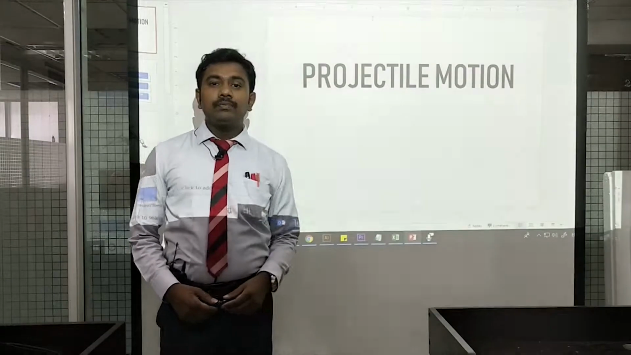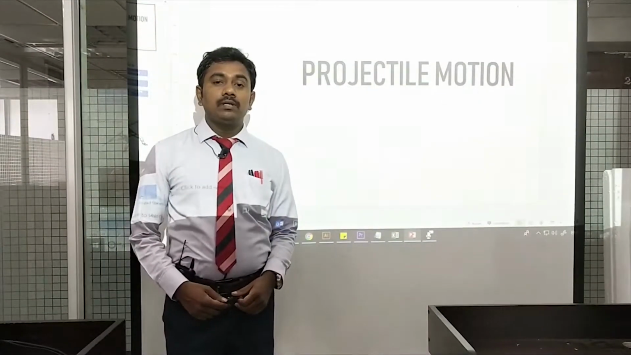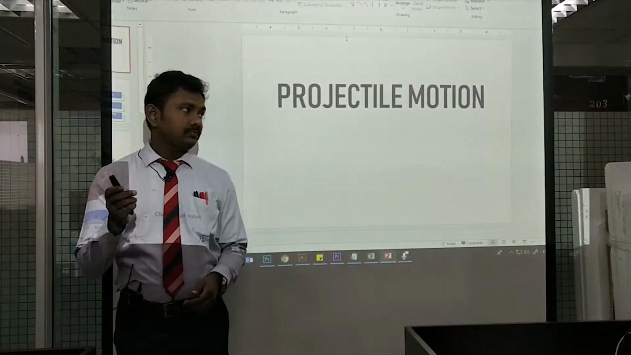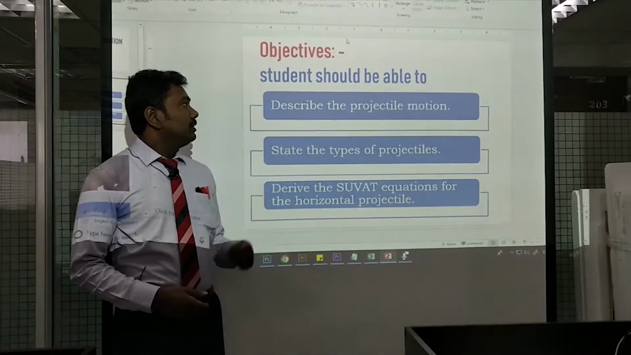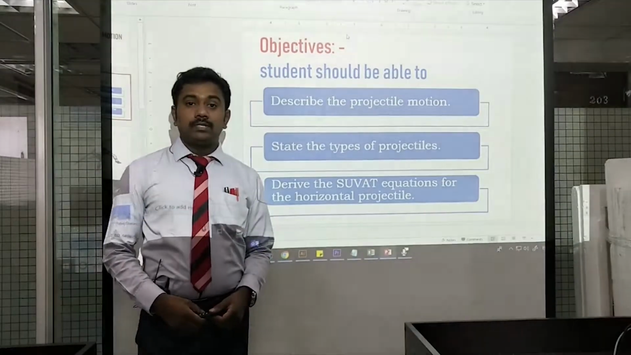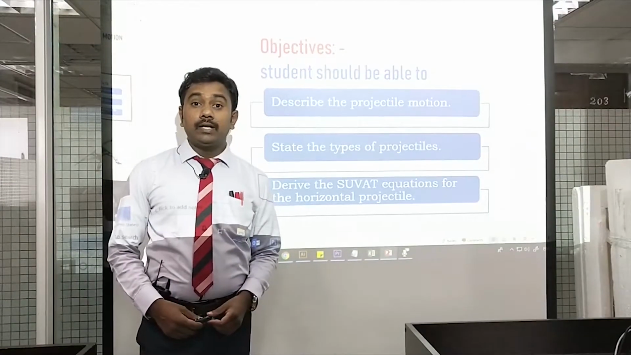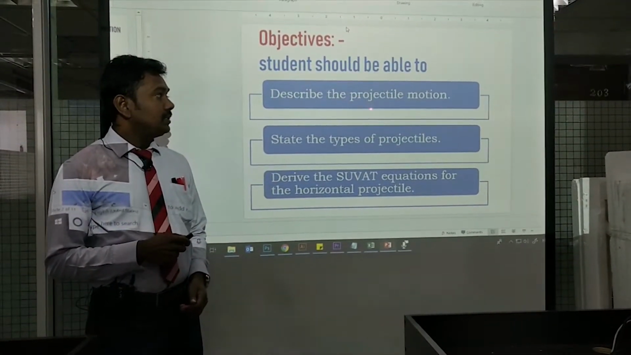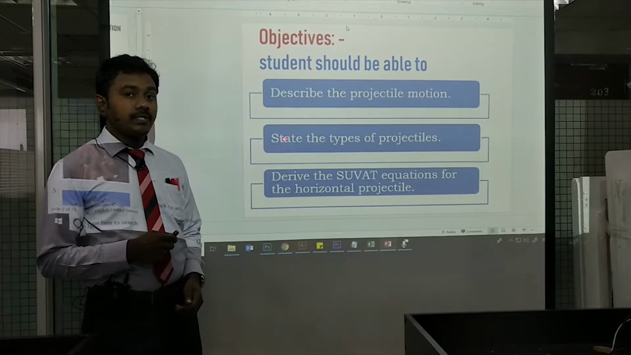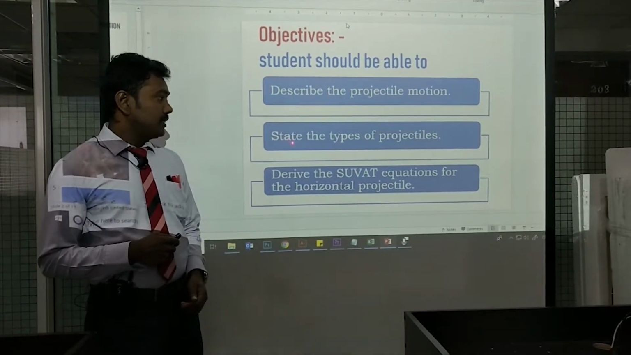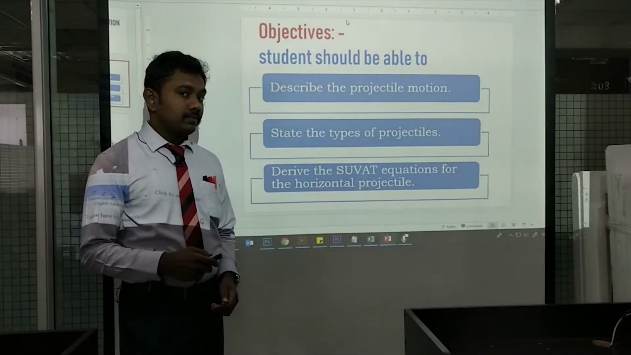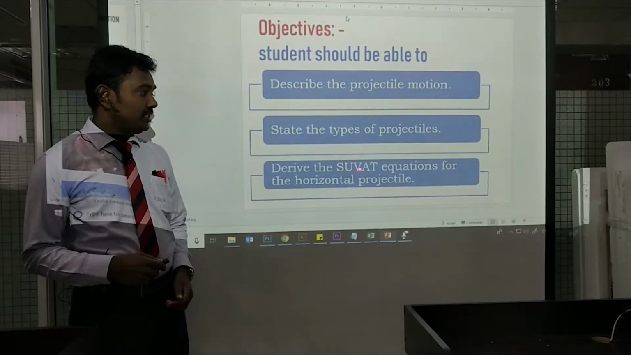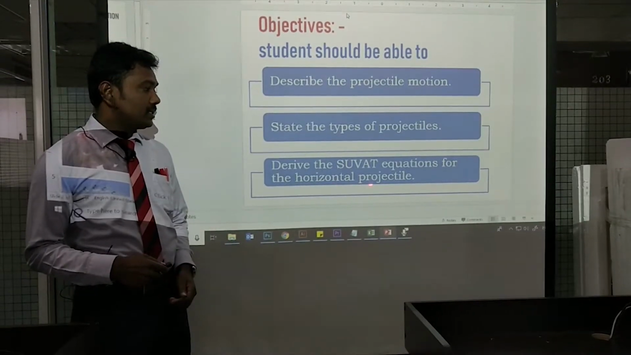Before we go into the lesson, we shall look at the objectives of today's topic. Here I have three objectives the student should achieve at the end of the lesson. The first one is the student has to describe the projectile motion. The second objective is the student has to state the types of projectiles, and the third one, the student is able to derive the SUVAT equations for the horizontal projectile.